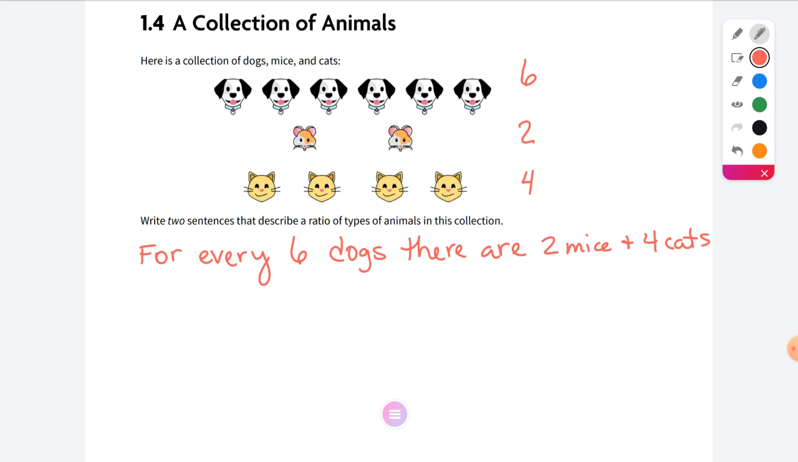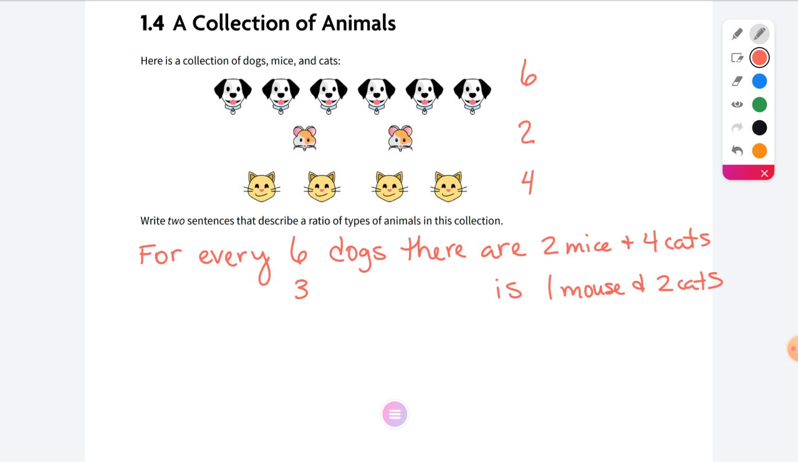Mallory? For every 3 dogs, there is 1 mouse and 2 cats. What did she do to her numbers, Brady? She just switched them. She didn't switch them around. She simplified. Yeah, she reduced 6, 2, and 4. She said, hey, those can all be divided by 2. So for every 3 dogs, there is 1 mouse and 2 cats. Both of those are fine.